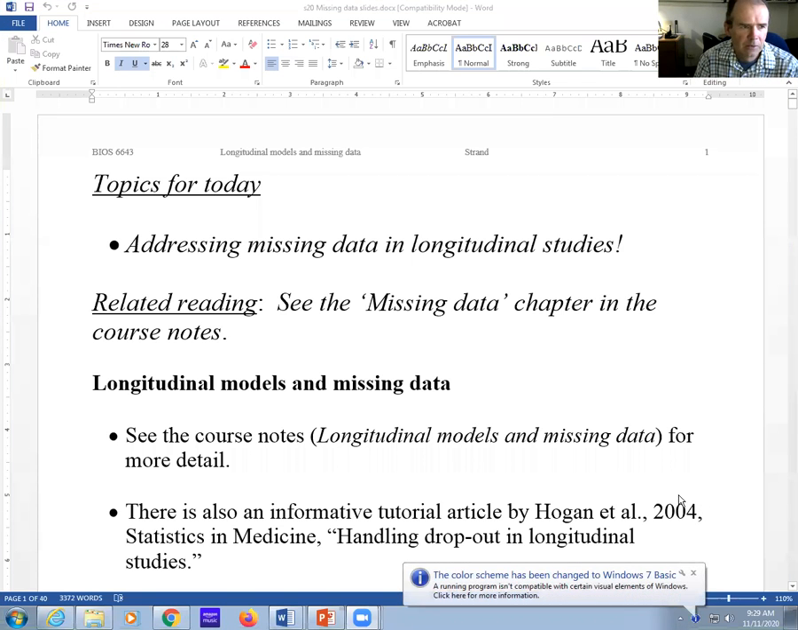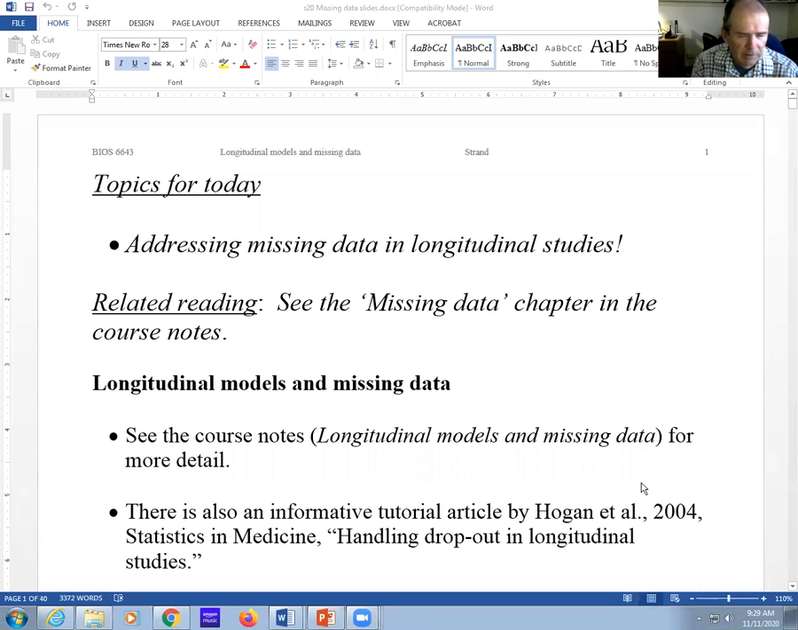Okay, so we're continuing our talk on missing data in longitudinal studies, and this is a very important topic. Like, probably one of the most important topics. Obviously, we learn about the models themselves, like linear mixed models, generalized linear mixed models.